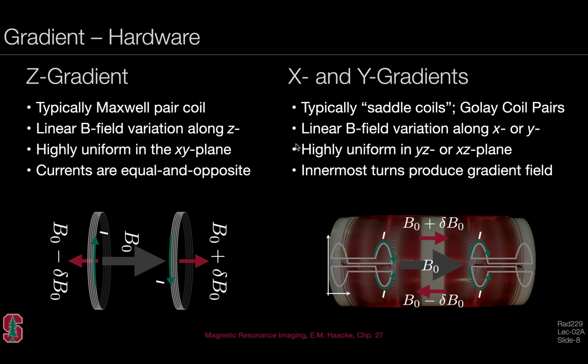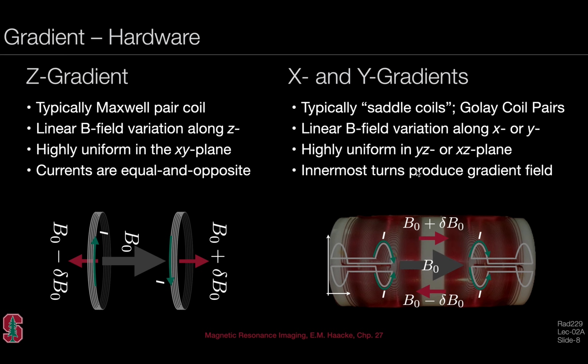And in comparison, we can see an example here of the X and Y gradients. These are typically designed using so-called saddle coils or Golay coil pairs. And they generate a linear B field variation along the X or Y directions, but again, fields that point strictly along the Z direction, or at least in the ideal case. These are also highly uniform in the YZ or XZ plane, respectively.